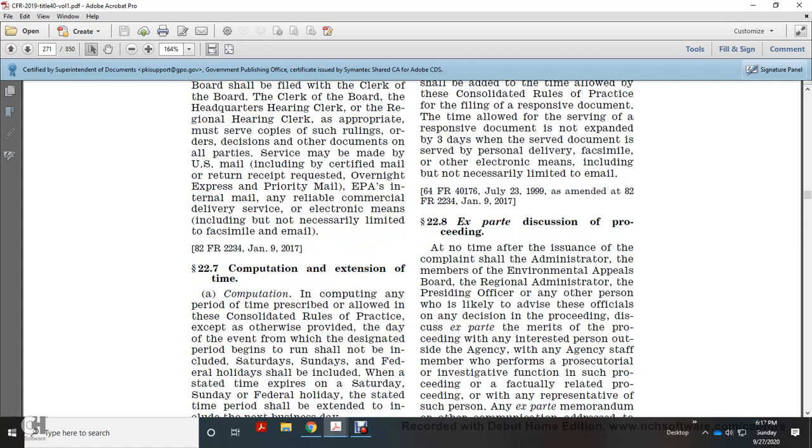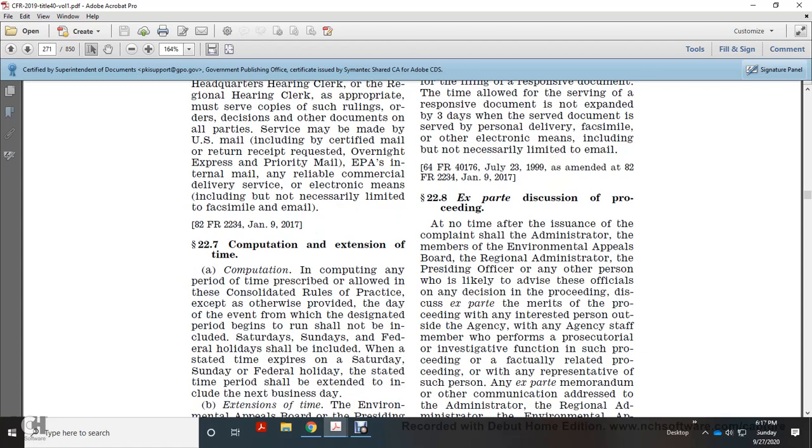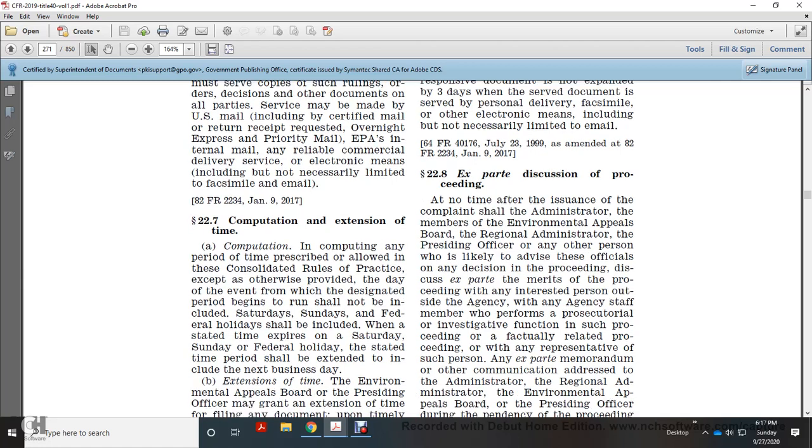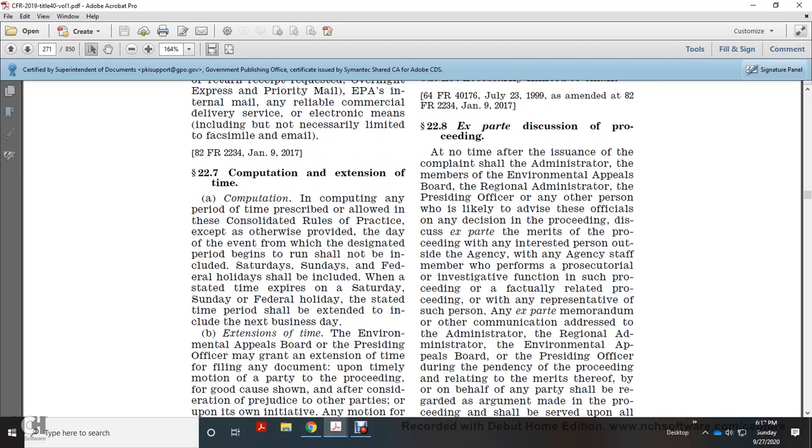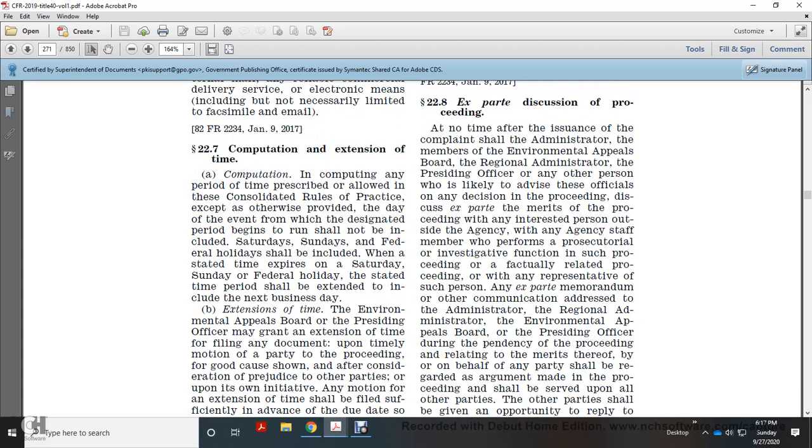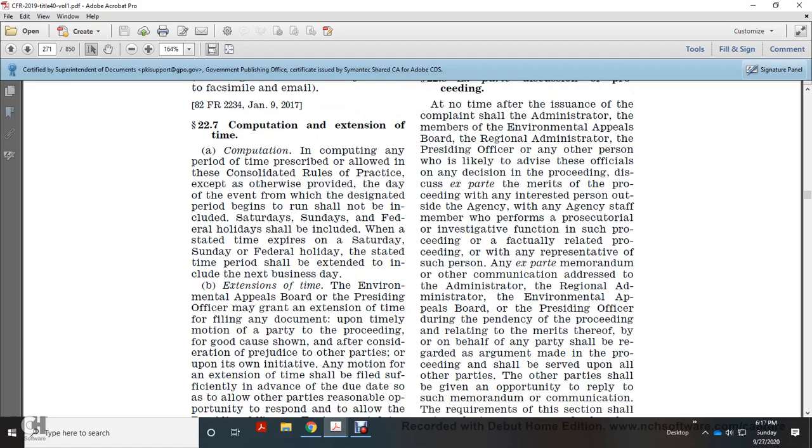Section 22.8, ex parte discussion of proceeding. At no time after the issuance of the complaint shall the Administrator, the members of the Environmental Appeals Board, the Regional Administrator, the presiding officer, or any other person who is likely to advise these officials in the decision of the proceeding discuss ex parte the merits of the proceeding with any interested person outside the agency, with any agency staff member who performs a prosecutorial or investigative function in the proceeding or a factually related proceeding, or with any representative of such person. Any ex parte memorandum or other communication addressed to the Administrator, Regional Administrator, Environmental Appeals Board, or presiding officer during the pendency of the proceeding and relating to the merits thereof, by or on behalf of any party, shall be regarded as argument made in the proceeding and shall be served upon all other parties.